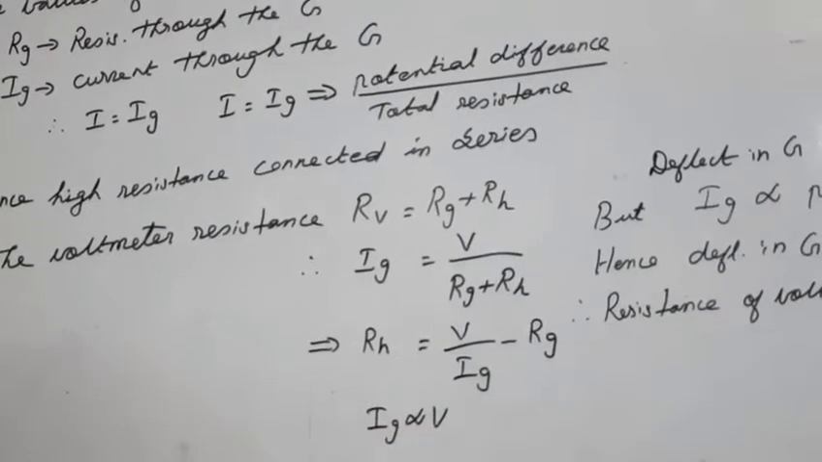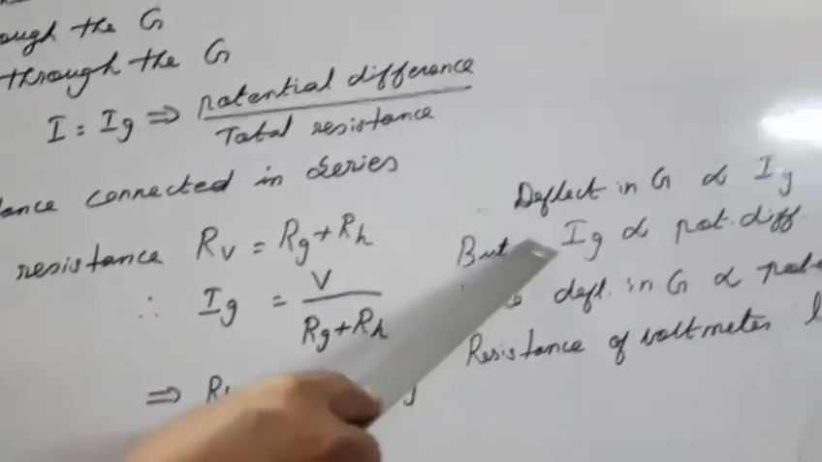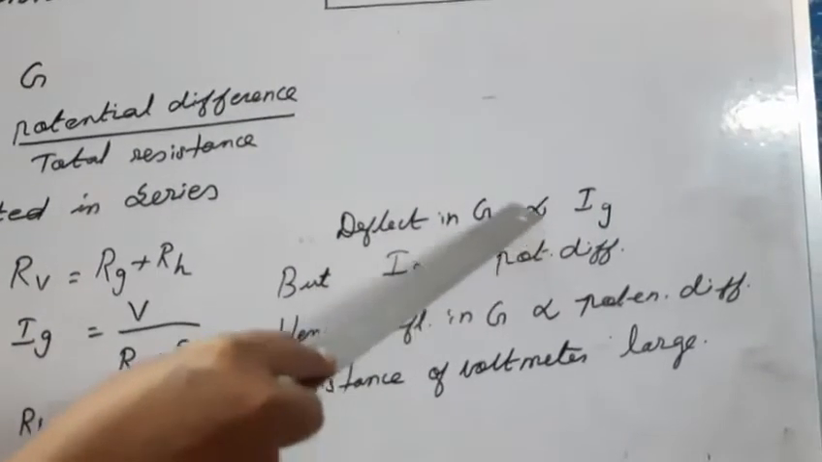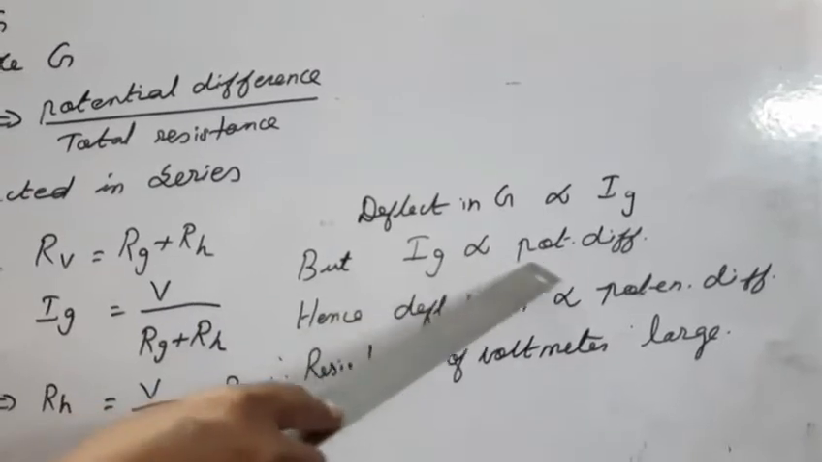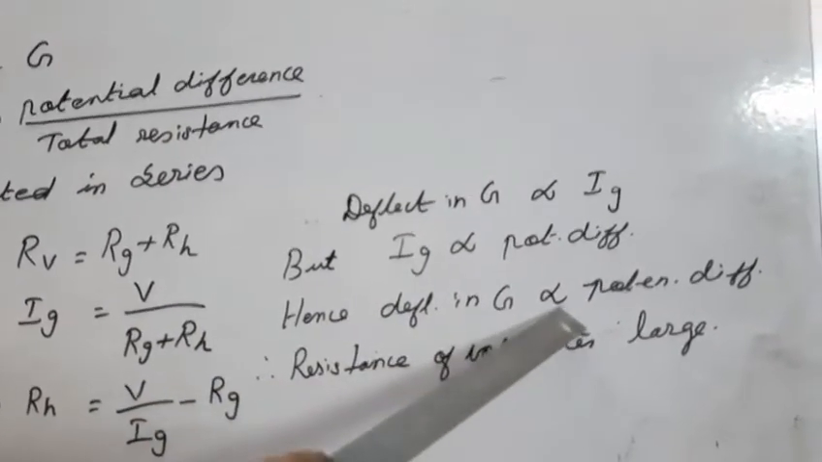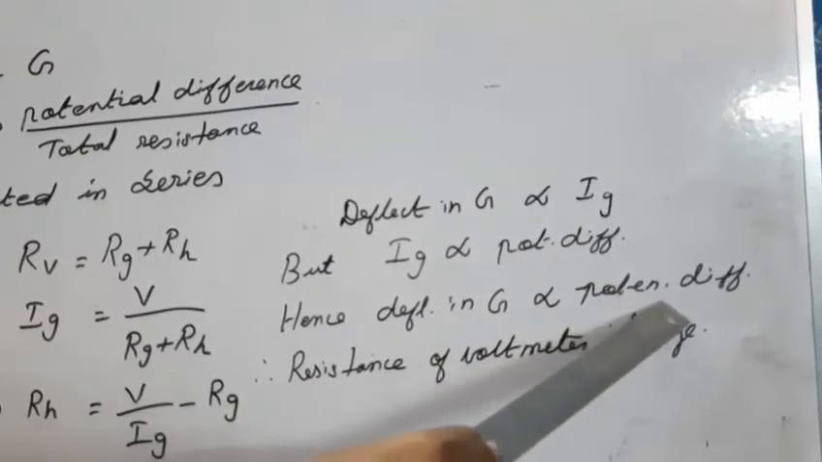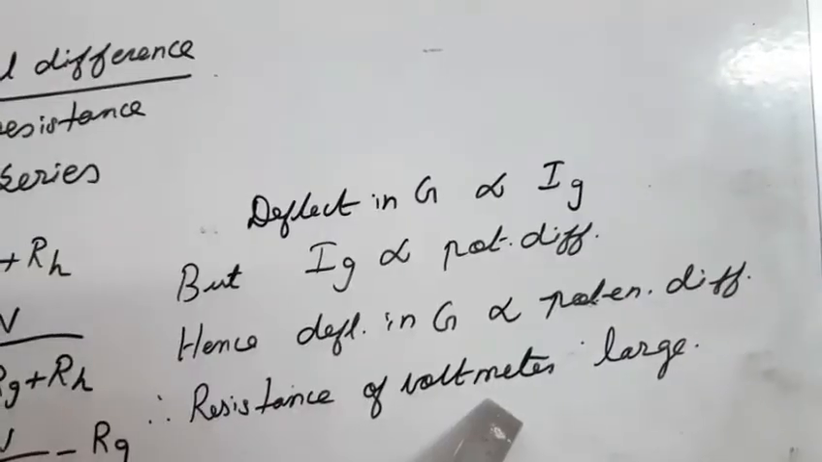Therefore, Ig is directly proportional to V, that is the potential difference. Deflection in the galvanometer is directly proportional to Ig, but Ig is directly proportional to the potential difference. Therefore, the deflection in the galvanometer is also directly proportional to the potential difference. Therefore, the resistance of the voltmeter is large.